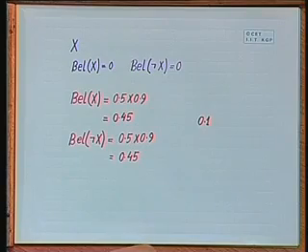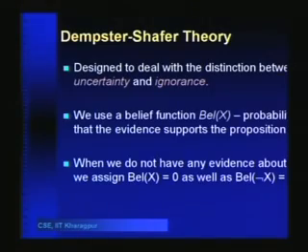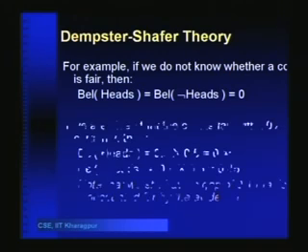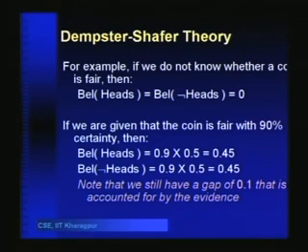So, this was the basic idea around which Dempster-Shafer theory was built. This is that example only. If we are given that the coin is fair with 90% certainty, then we have 0.45 and 0.45, and we still have a gap of 0.1.